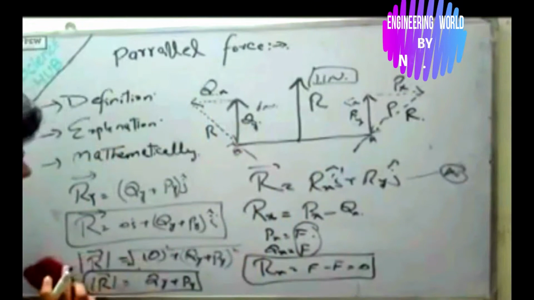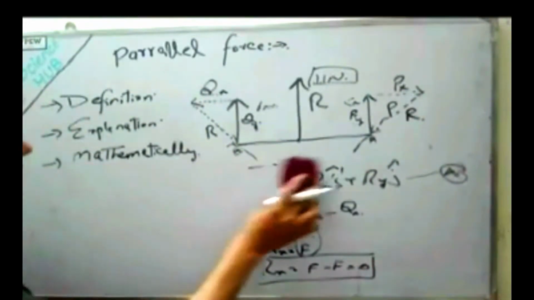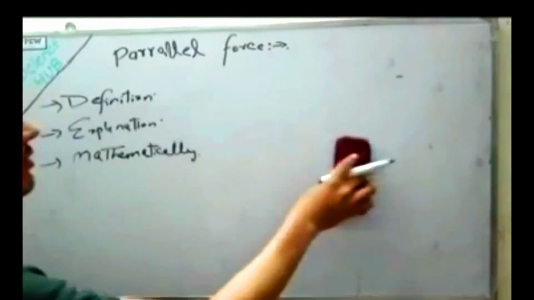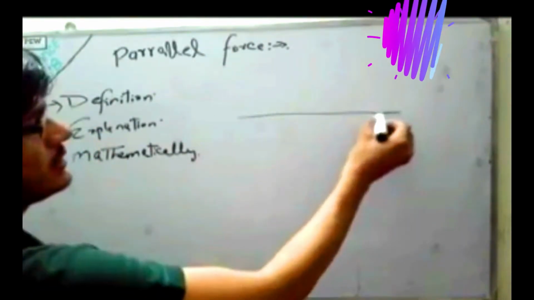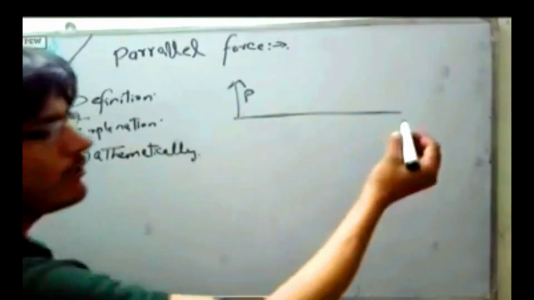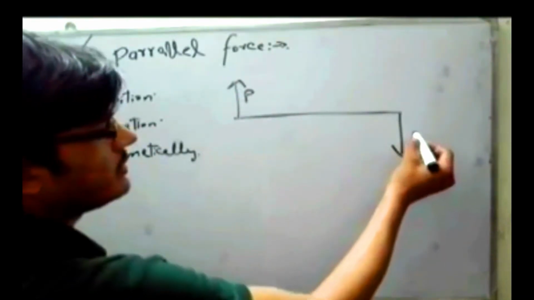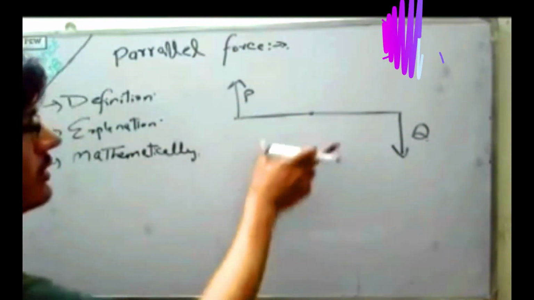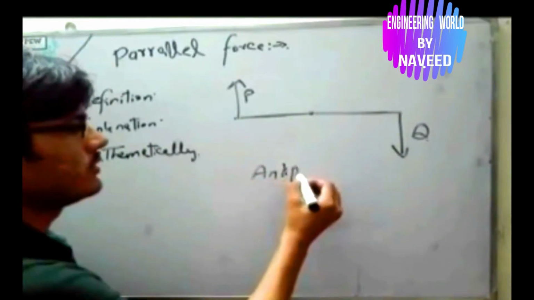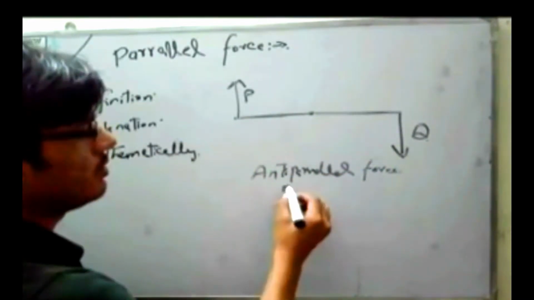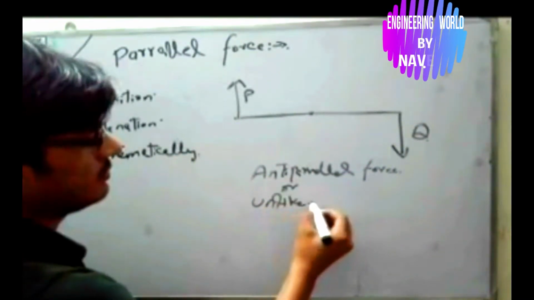Now come toward another topic, which is anti-parallel forces. I already discussed that they are types of forces which have the same magnitude but their directions are opposite. So let's suppose we have a table. One force is applied in this direction, and this is P. Another force is applied in this direction, and this is Q. As these two forces are in opposite directions, they are called anti-parallel forces, or unlike parallel forces.